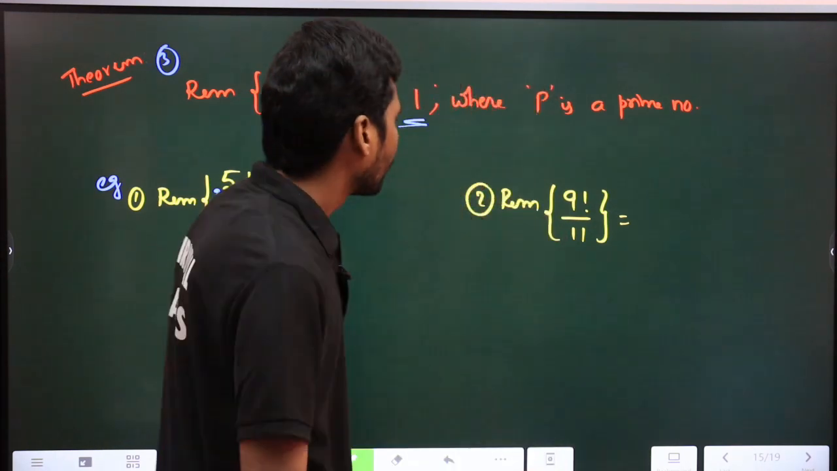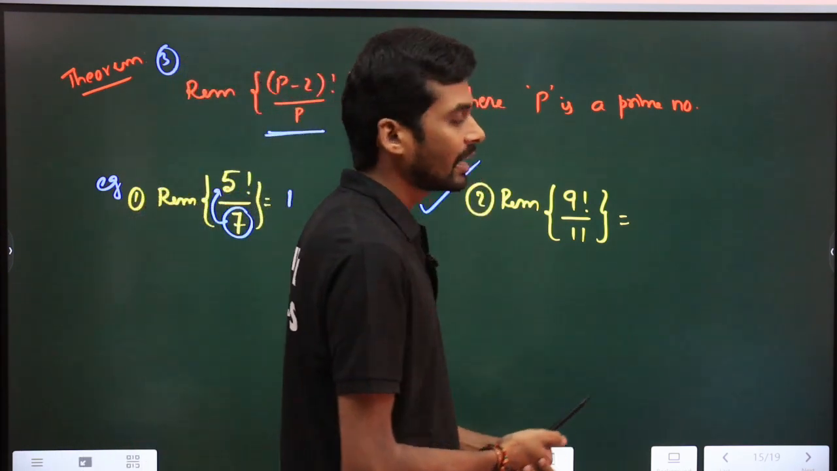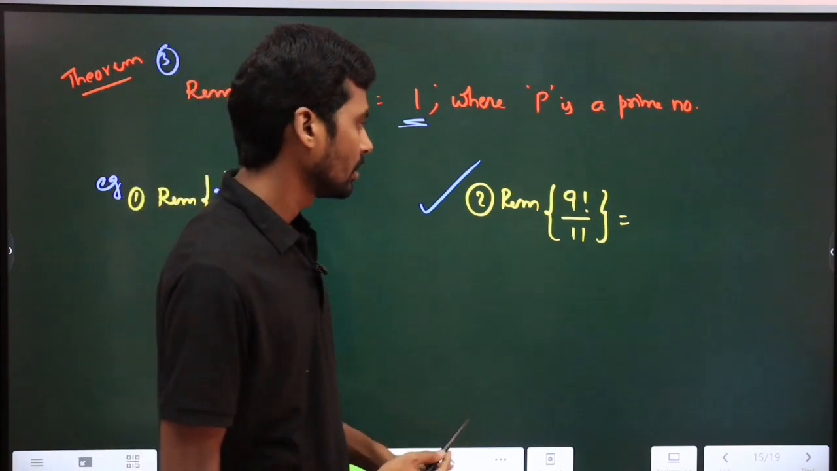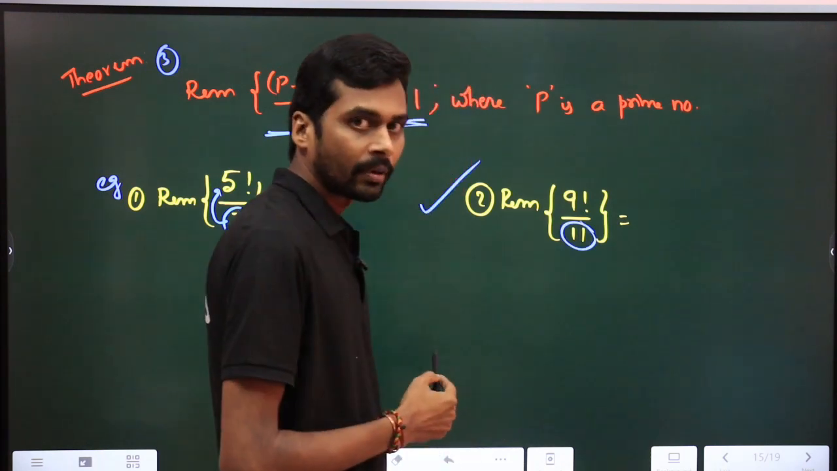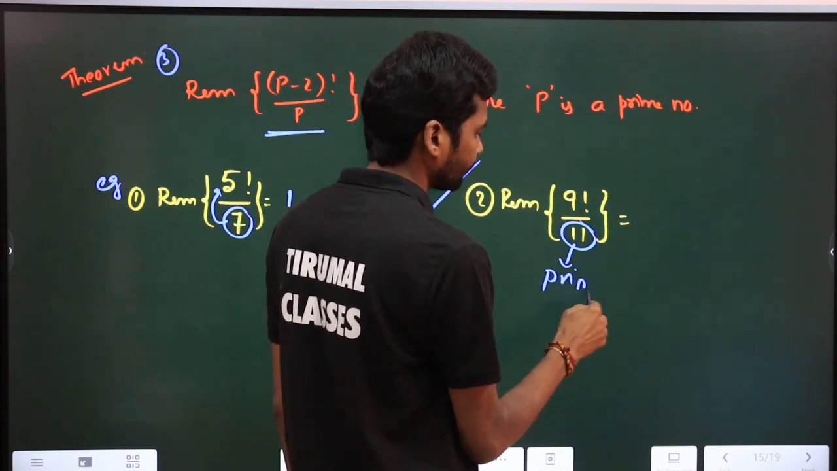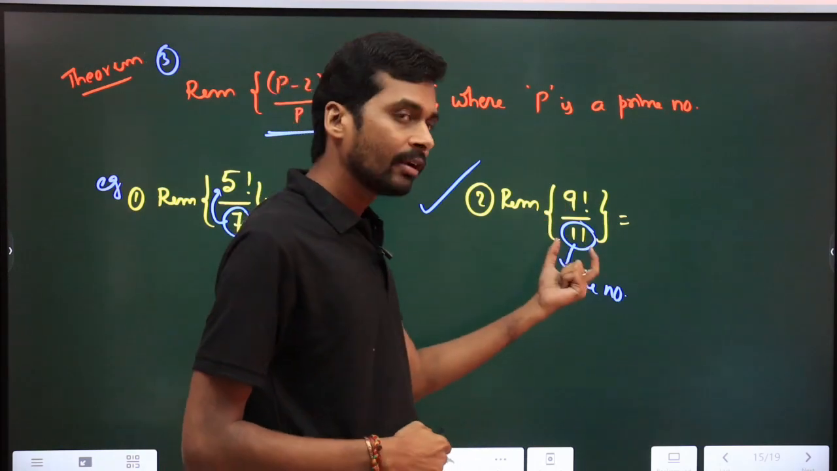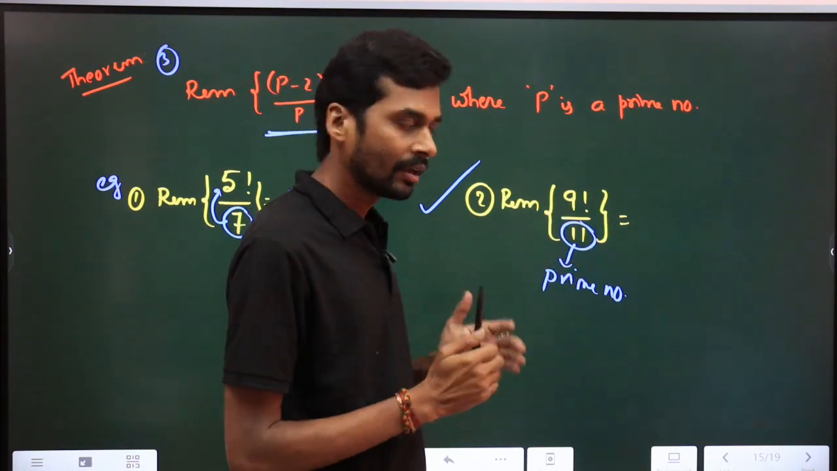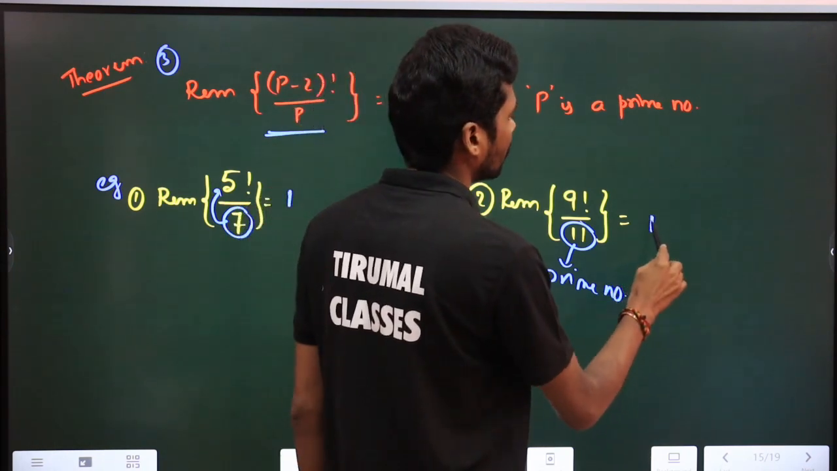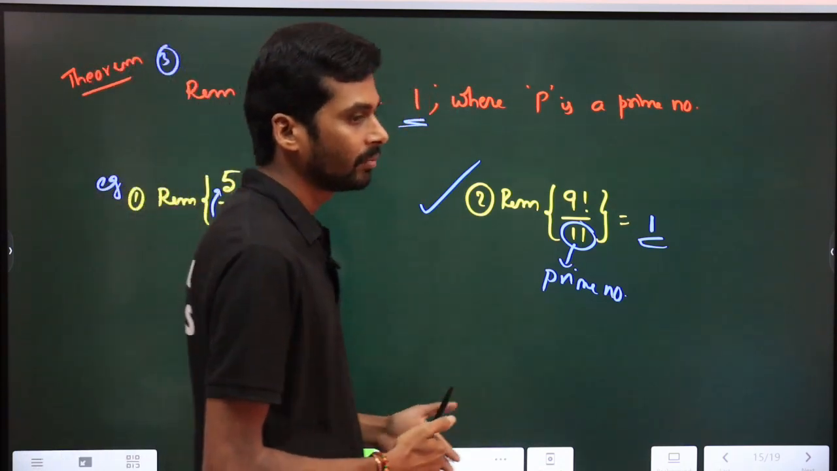Now look at the next one. What is the remainder when 9 factorial is divided by 11? Again, look at the denominator part. The denominator is 11, and 11 is a prime number. The numerator is the denominator minus 2. If it is like that and a factorial term is given, then the final answer is 1. Okay, so this is Wilson theorem number 3.